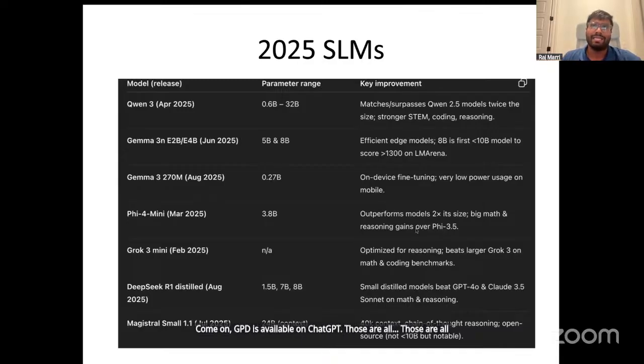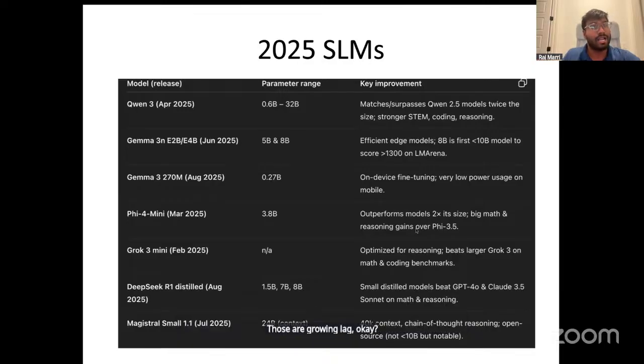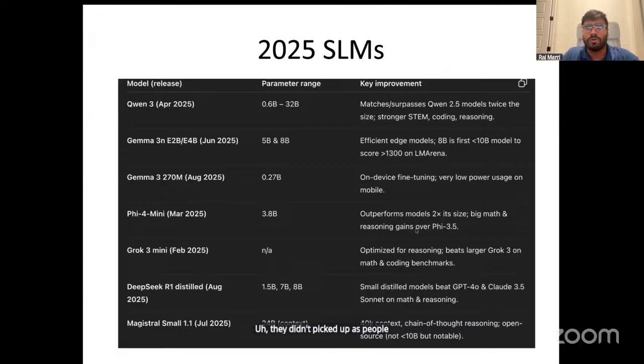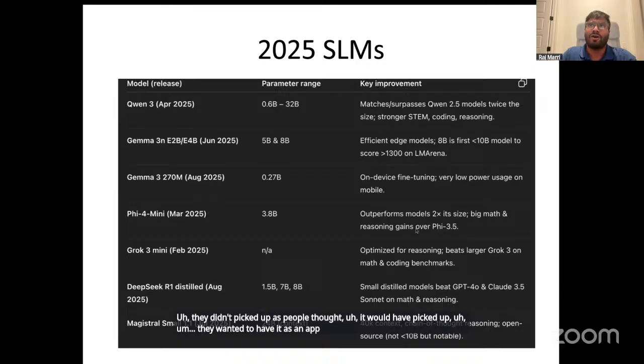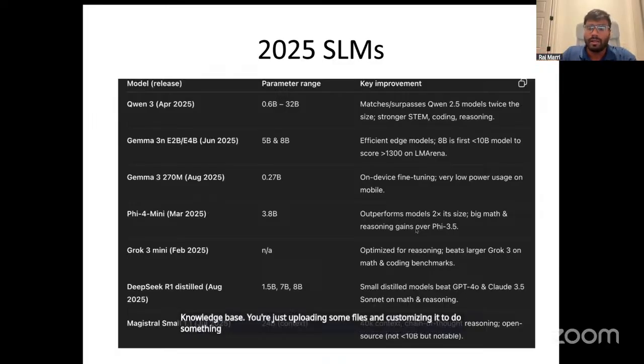Those are basically doing RAG. They're still powered by a large language model, but what you're doing is adding more context by uploading files. These custom GPTs didn't pick up as people thought they would. They wanted an app store of different custom GPTs, but custom GPTs are just LLMs with a knowledge base. You're just uploading some files and customizing it to do something. So yeah, they are different.